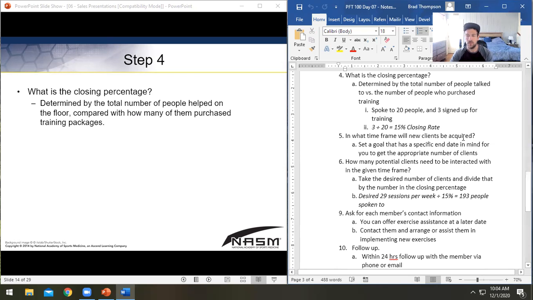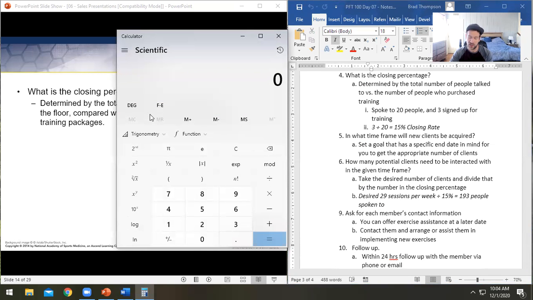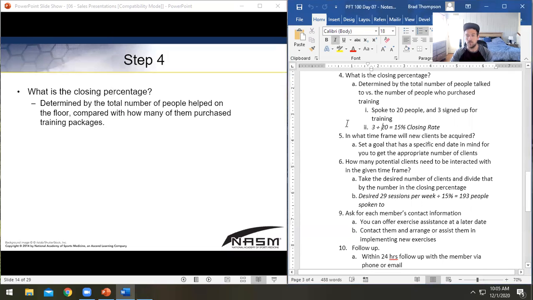that would mean that you would take the number 3 and divide it by 20. So you sort of do this in reverse. You're like, I got 3 new clients, but I talked to 20 people. That's going to be a 15% closing rate. 0.15, you move the decimal, times it by 100, 15%. So that is your closing rate, and that's a really good closing percentage.